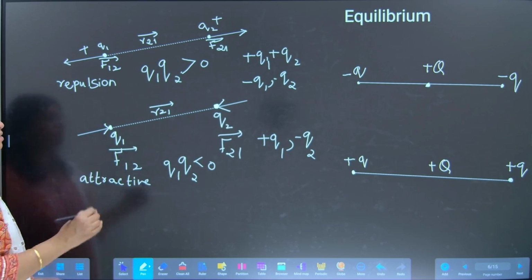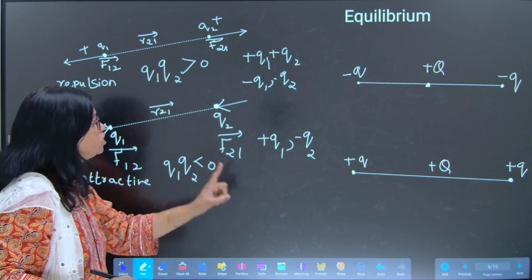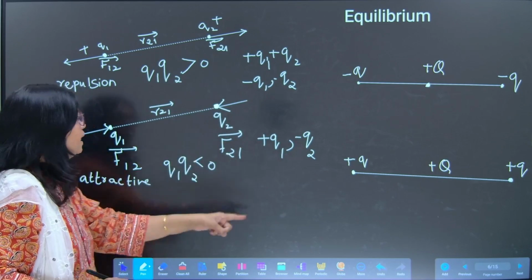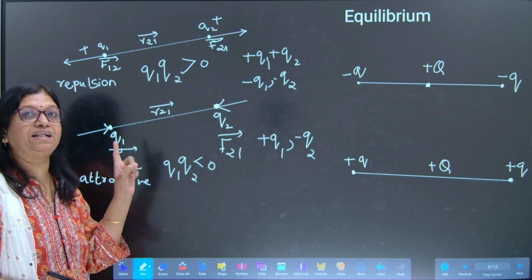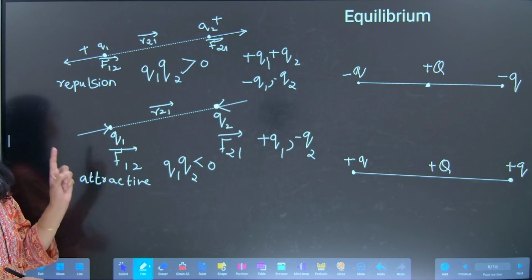So we repeat it as a complete package that if two charges Q1 and Q2 have opposite polarity, their product is less than 0, is negative. So both these charges will attract each other.